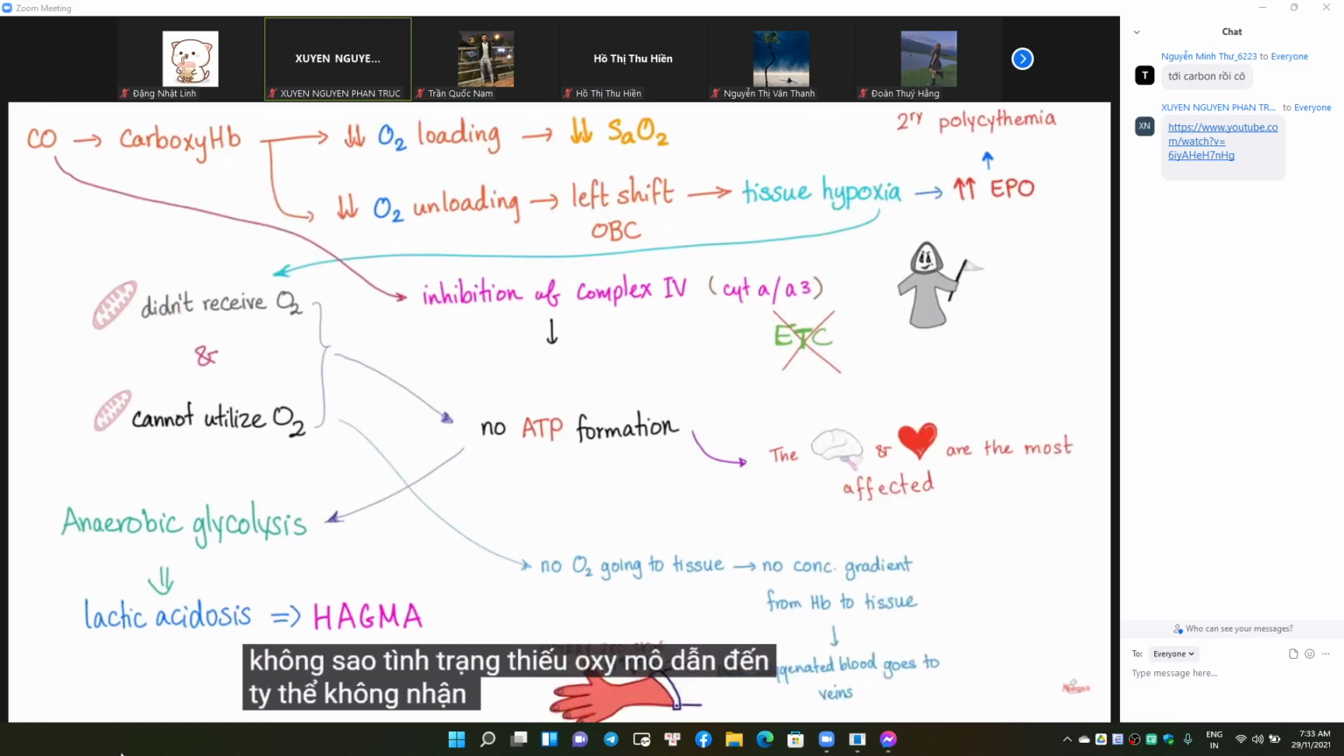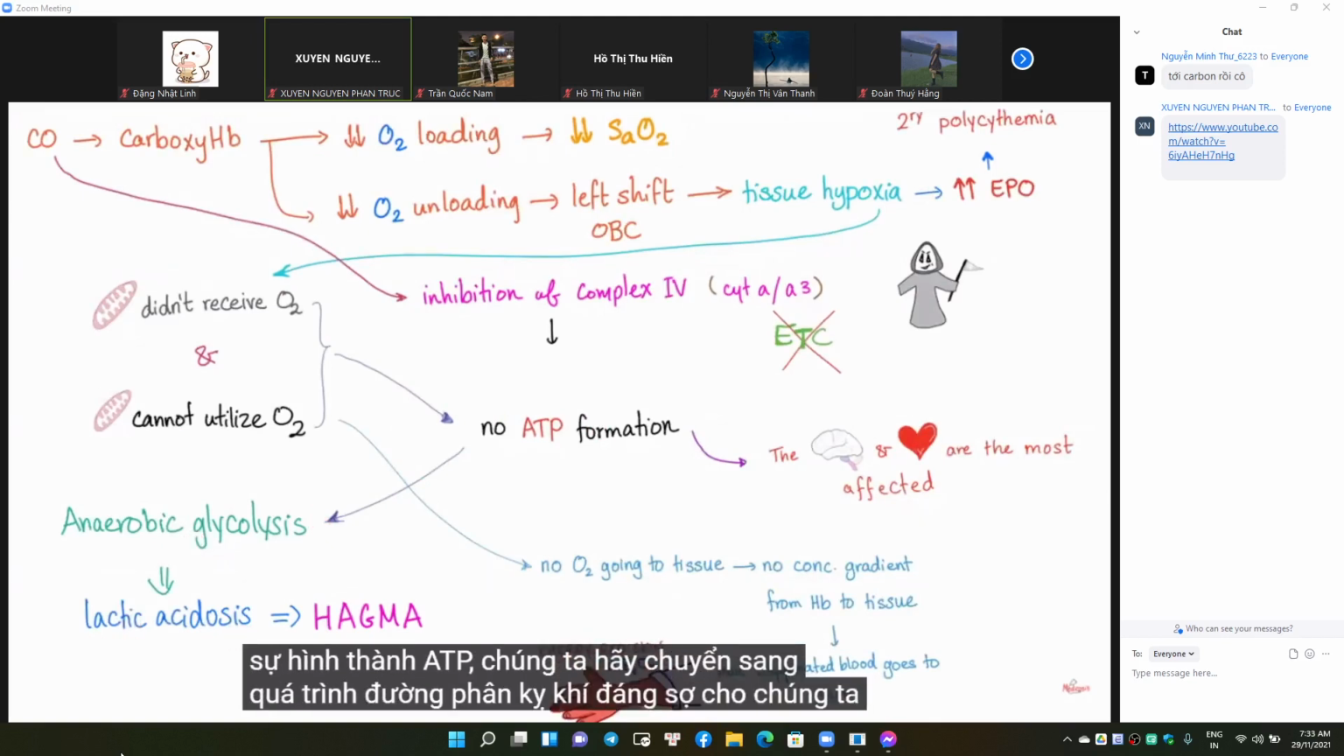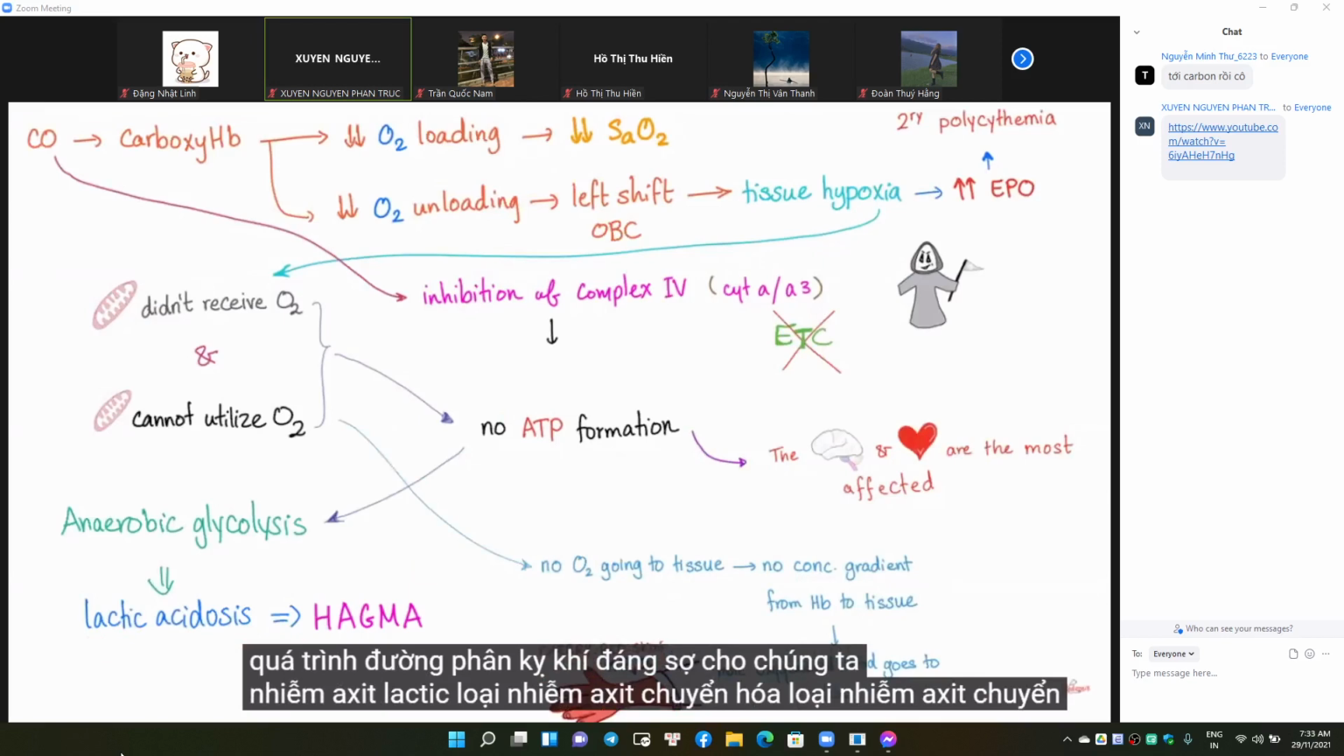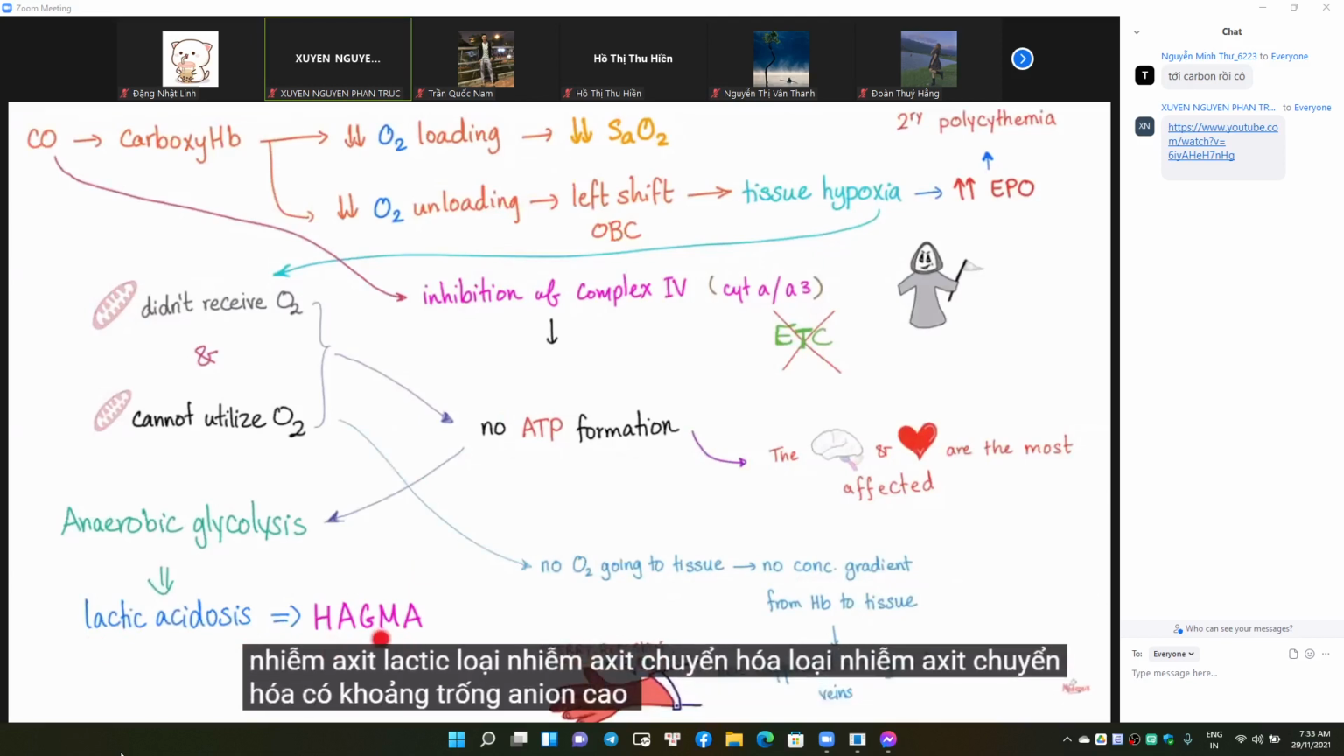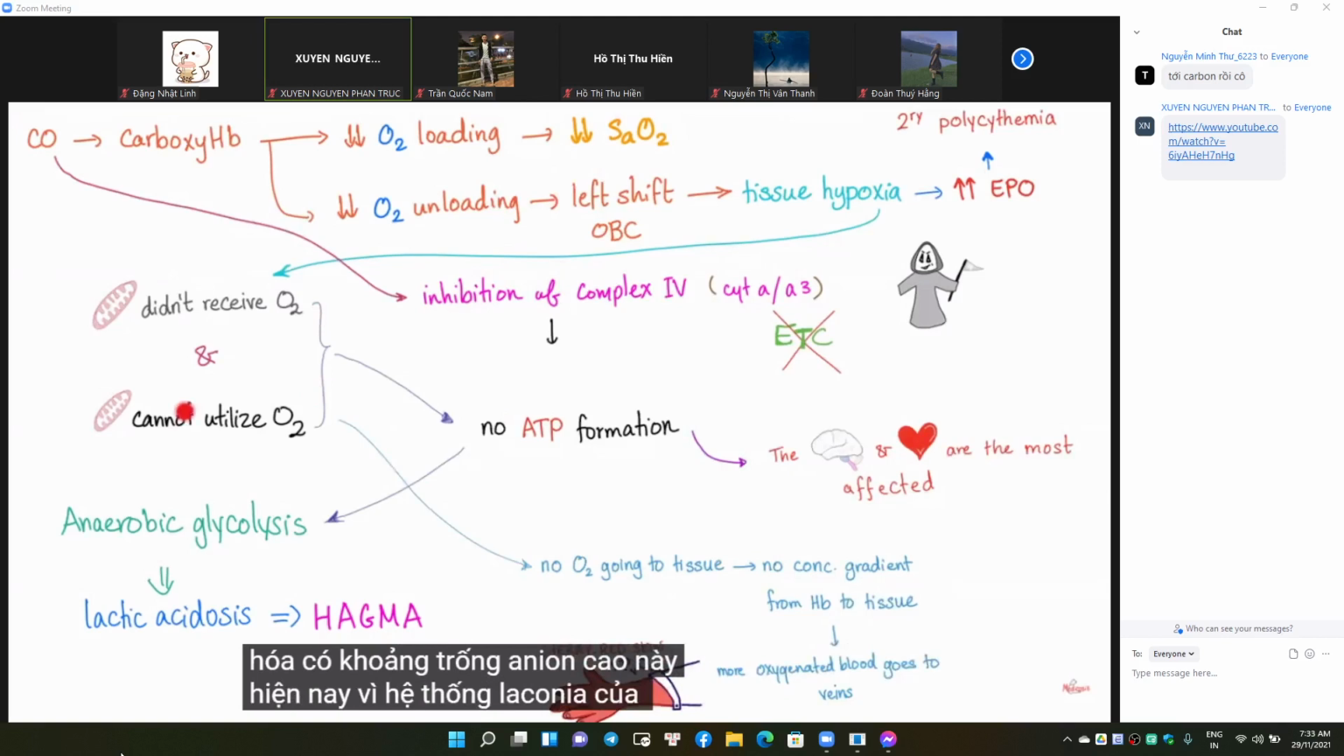Okay, tissue hypoxia will lead to the mitochondria not receiving oxygen because of decreased unloading. Also, the mitochondria cannot utilize oxygen. Why not? Inhibition of complex 4, the cytochrome oxidase. So from here and here, we have no ATP formation. Which organs are more affected? The organs that need oxygen most, brain and heart. No ATP formation, so we shift to the dreaded anaerobic glycolysis, giving us lactic acidosis. What type of metabolic acidosis is this? High anion gap metabolic acidosis.